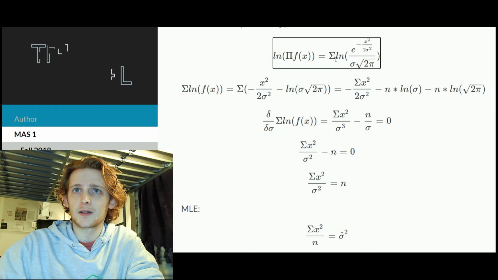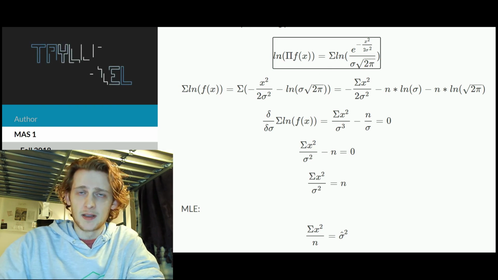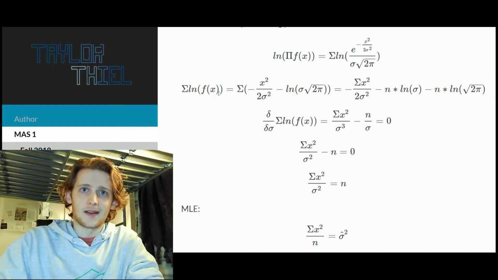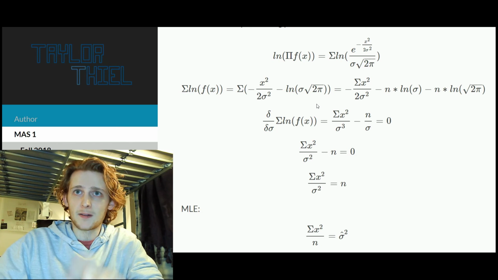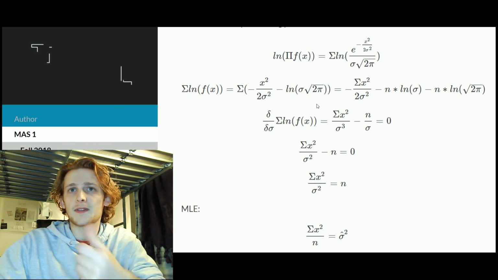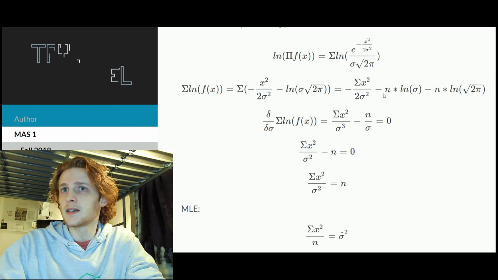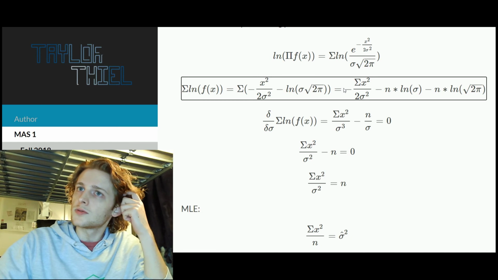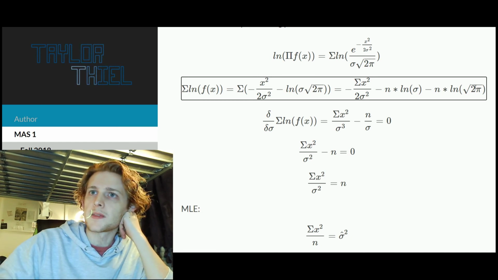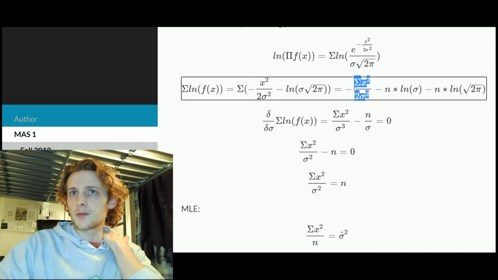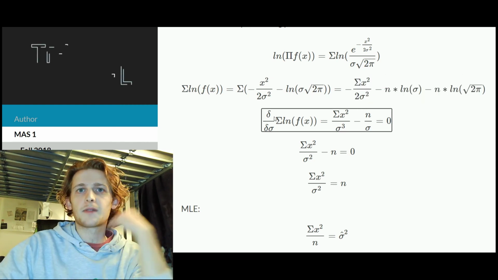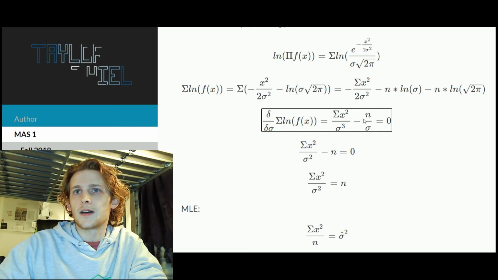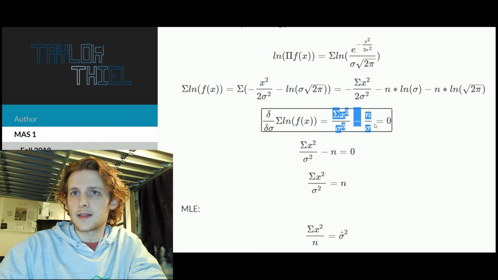So here we're going through the steps, converting to the sum of the natural log of the PDFs, then breaking it up into its components because the natural log of a times b is equal to the natural log of a plus the natural log of b. So that's what we're doing here. Breaking things up. So from here, we then take the derivative with respect to our parameter of interest, which is sigma. And that is how we get this quantity.